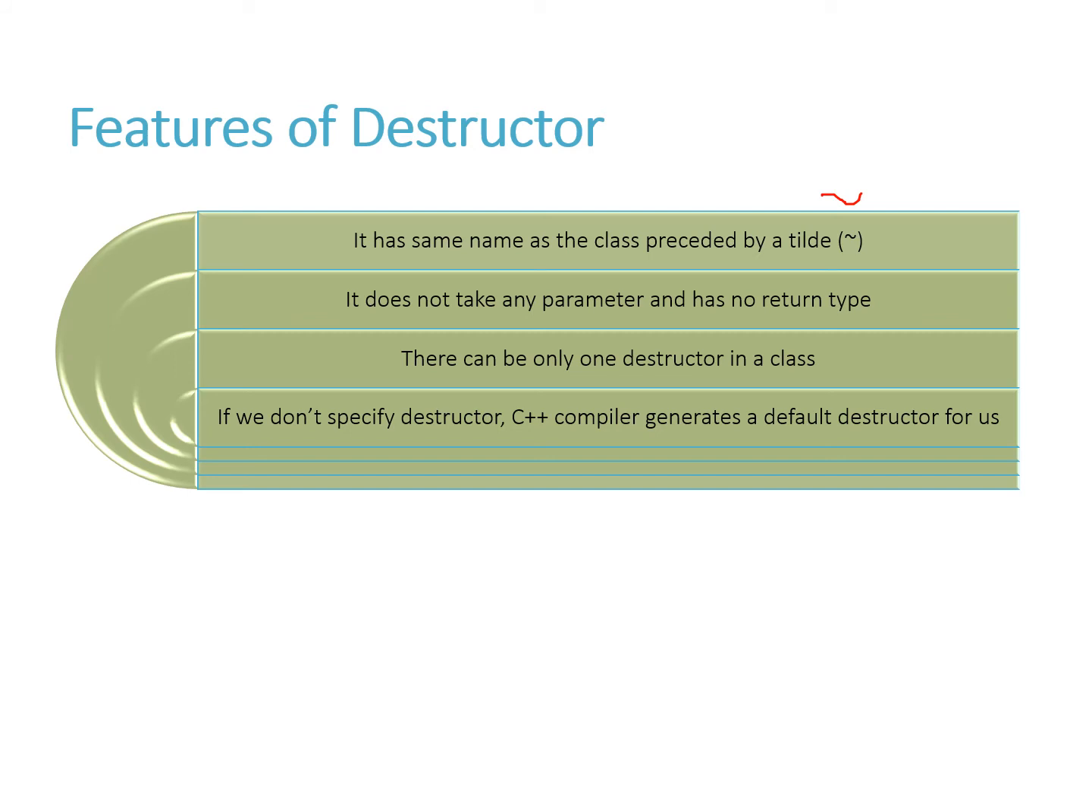The default destructor works fine unless we have dynamically allocated memory or pointer in the class. When a class contains a pointer to memory allocated in class, we should write a destructor to release memory before the class instance is destroyed.